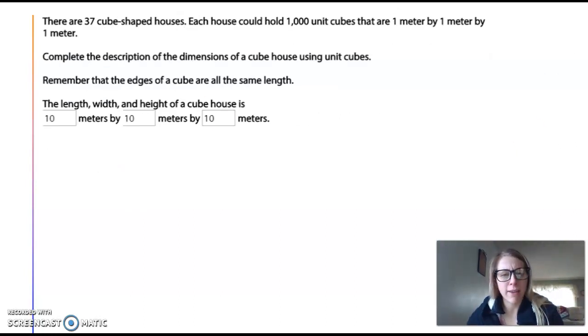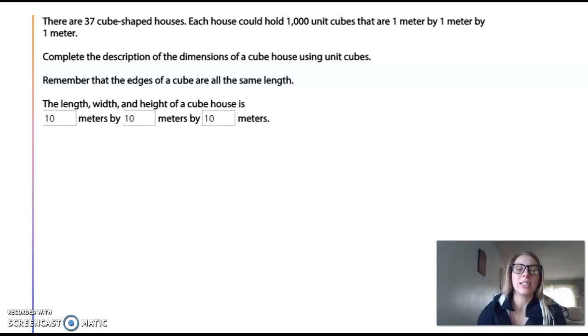This is another one that I found a little bit tricky. It says there are 37 cube-shaped houses. Each house could hold 1,000 unit cubes that are 1 meter by 1 meter by 1 meter. Okay? It says, complete the description of the dimensions of a cube house using unit cubes. Remember, the edges of the cube are the same length.